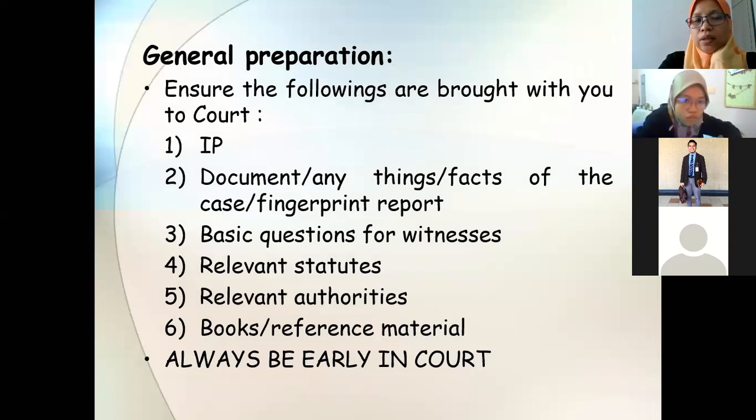Okay. General preparation for prosecutors. Ensure the following are brought with you to court. IP, investigation papers, documents or anything or facts of the case, fingerprint reports, all of these. Basic questions for witnesses. Questions for witnesses need not be word for word exactly what we want to ask. Sometimes it's just in skeletal form. We note what questions we want from this witness. Okay. Relevant statutes, relevant authorities, books or reference material.